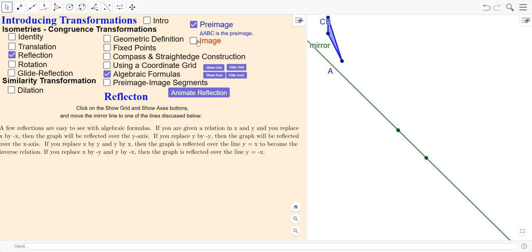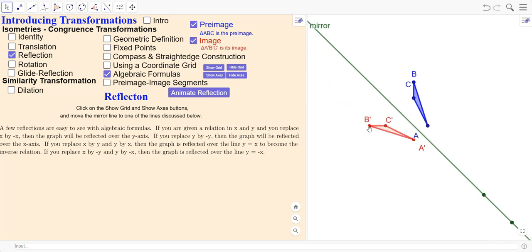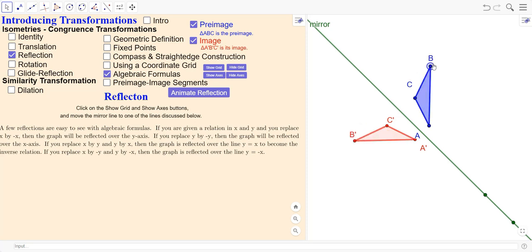Okay, if you just have this pre-image and image set, and you don't have the mirror line, you say, well, what is this? Well, one way you can find out is connect up pre-image to image point. Notice that those are parallel, but not necessarily the same length. We got parallel for translation as well, but they were the same length. Here we get parallel, not necessarily the same length.